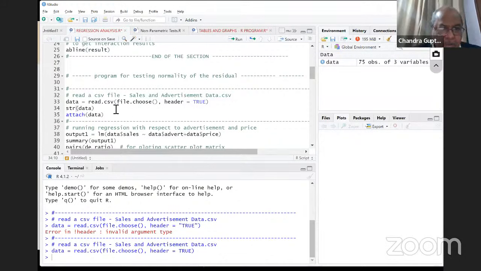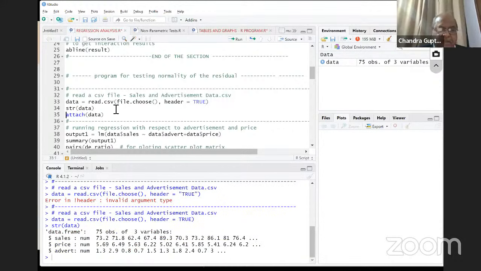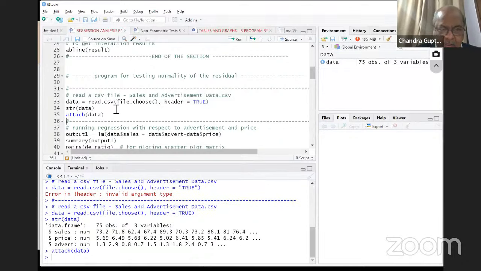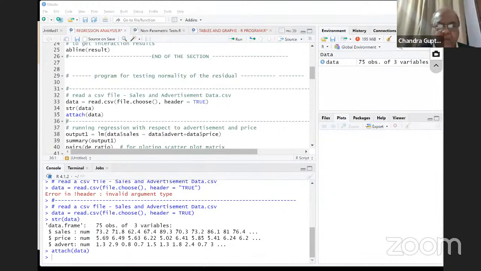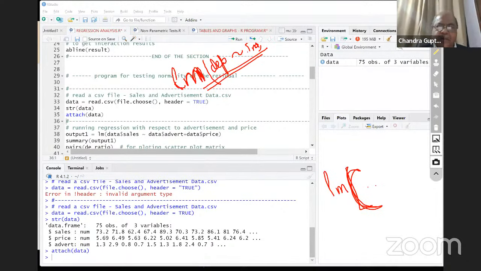Yes, so you can see the structure of it. You have the sales, you have the price, you have the advertisement. You can attach it. And now you can see the command. The command will be LM, the linear model. My dependent variable is sales, and the independent variables are my advertisement and price.